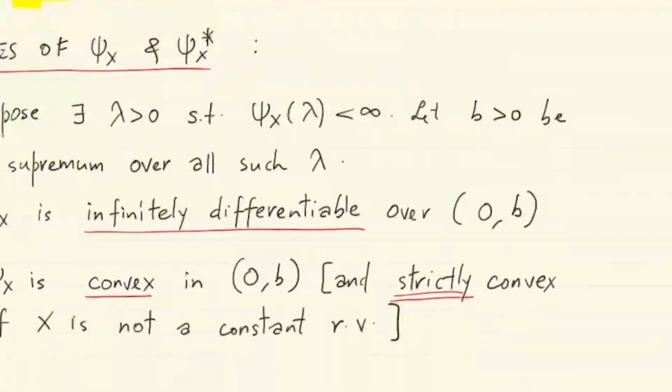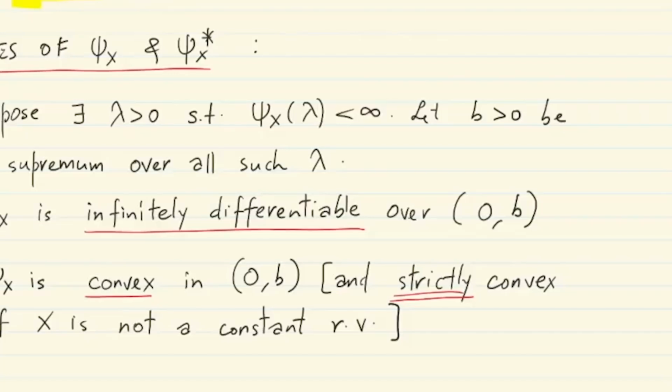Okay, we will move forward to list down some properties of these functions that we have introduced, the cumulant generating function as well as the Kramer transform function of x. So we'll start by making the assumption that suppose there exists a positive lambda such that the cumulant generating function of x is finite. Okay, so that just means that the cumulant generating function of x is not trivially infinity everywhere, depending on any lambda. That's not the case. So there exists at least one lambda for which Cx of lambda is finite.